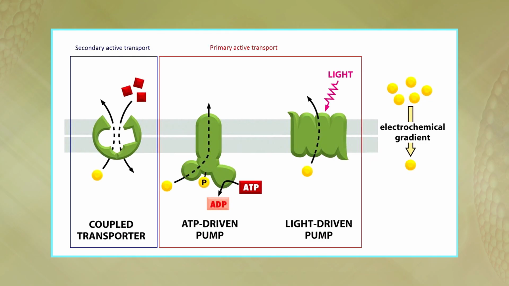Consequently, the endergonic movement of ions or other solutes across the membrane against a concentration gradient is coupled to an exergonic process such as hydrolysis of ATP, the absorbance of light, the transport of electrons, or flow of other substances down their gradients. Proteins that carry out active transport are often referred to as pumps.